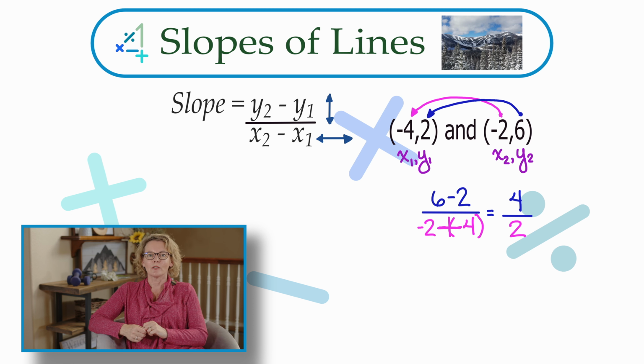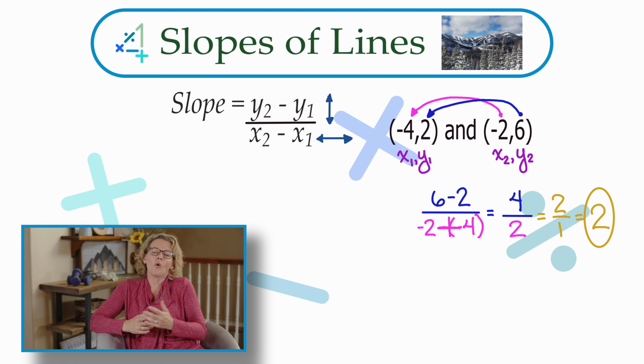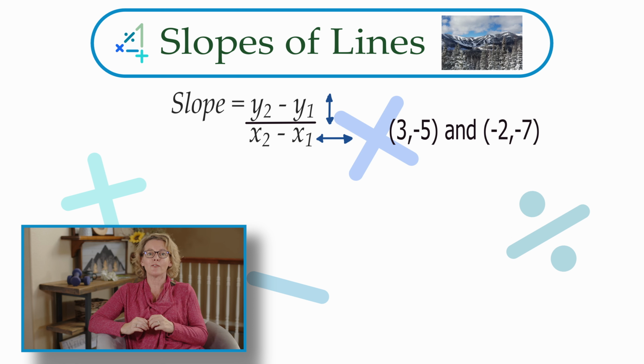Simplify our fraction. Reduce if possible. If there's one negative sign, pull it out to the front. And if there are 2 negative signs, make it positive. For us, our 4 over 2 equals 2 over 1, or just 2. Nice job. Let's figure out the slope between (3, -5) and (-2, -7).